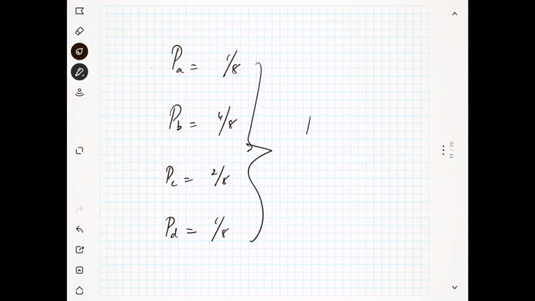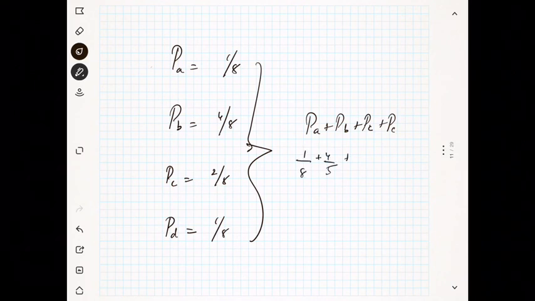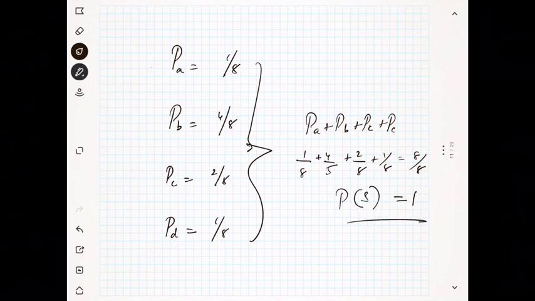To check your answer, probability of A plus probability of B plus probability of C plus probability of D will be 1 over 8 plus 4 by 8 plus 2 by 8 plus 1 by 8, which is nothing but 8 by 8, which is equal to 1. It's nothing but the probability of the sample space. That's what you are getting. So this is how you can solve this problem.